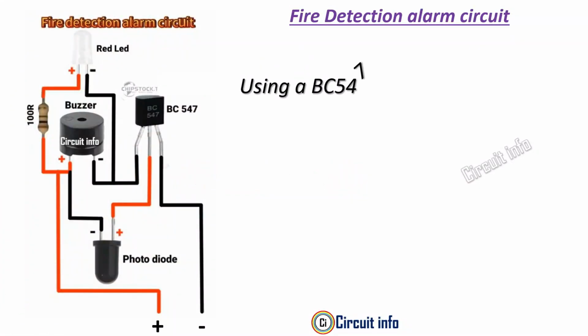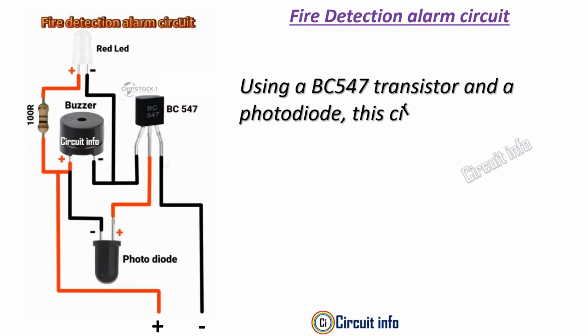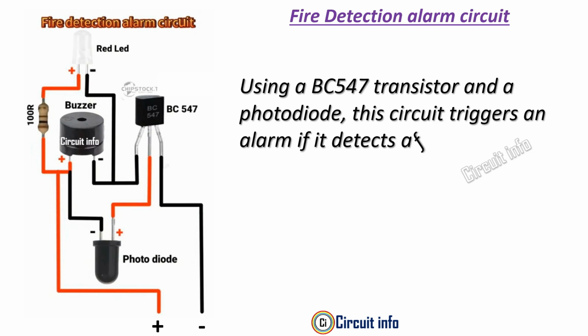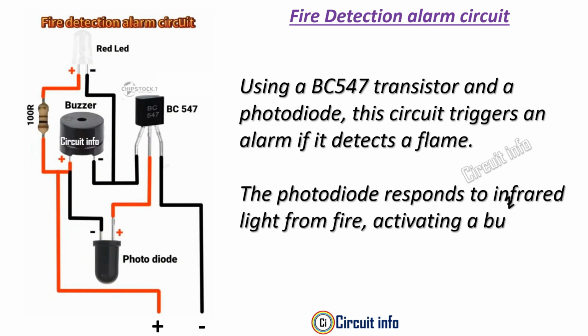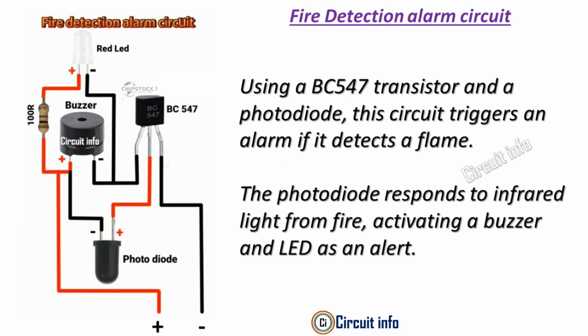4. Fire detection alarm circuit. Using a BC547 transistor and a photodiode, this circuit triggers an alarm if it detects a flame. The photodiode responds to infrared light from fire, activating a buzzer and LED as an alert.